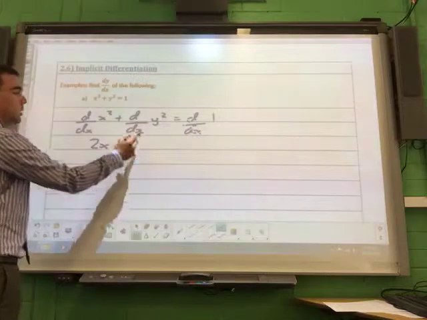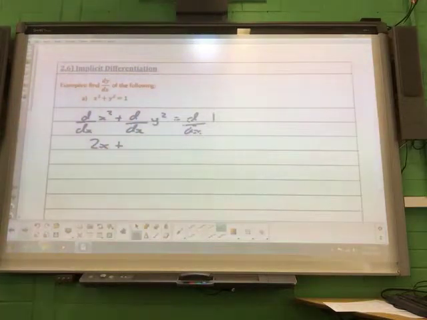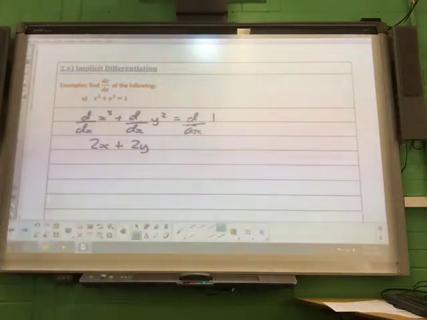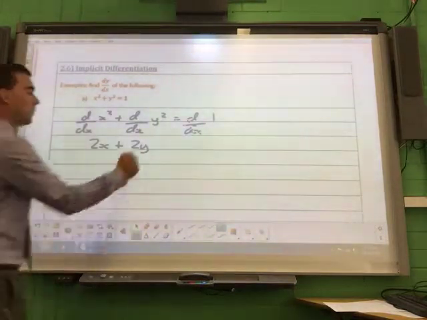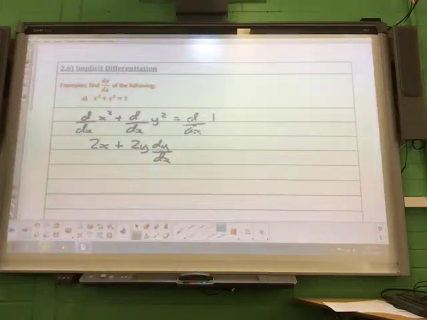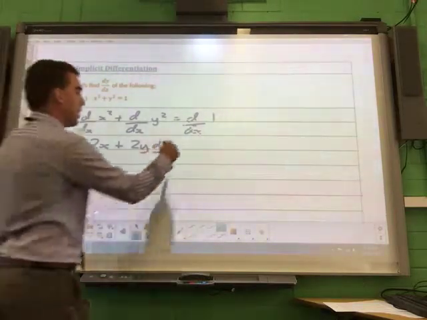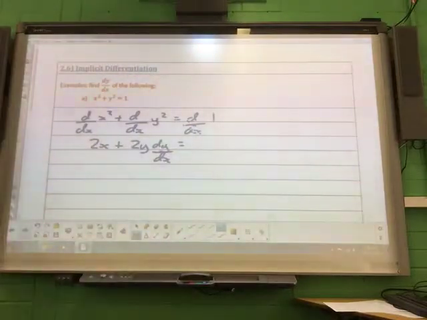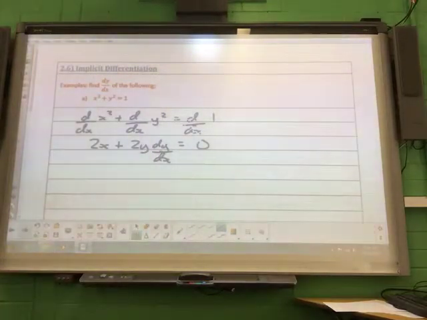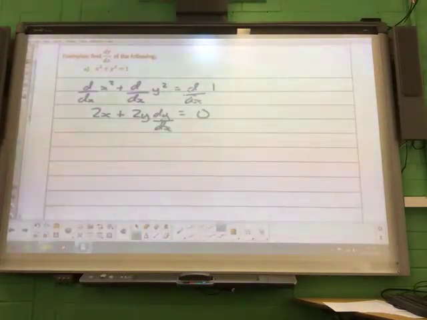However, this is a d dx of y squared, so I am differentiating the dependent variable. When I do that, I can write 2y, but because I differentiated y with respect to x, after that I'll need to write dy dx, because I differentiated something in terms of y with respect to x. Equals, and what's the derivative of 1? 0. So it's equal to a constant number. So this is how you're going to find dy dx by implicit differentiation.